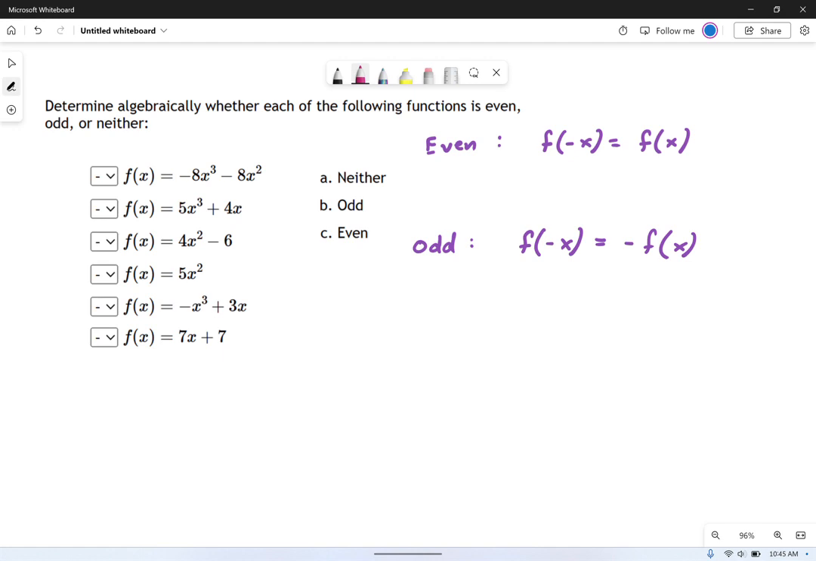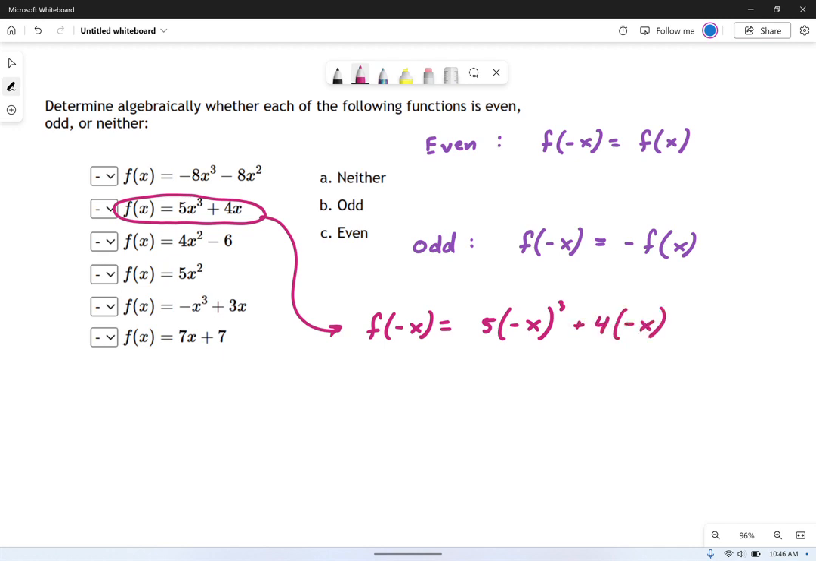Let's pick this one right here. This looks like a fun one to start with. I'm going to plug in negative x. So watch what happens. F of negative x is going to be equal to 5 times negative x cubed plus 4 times negative x. Okay? Now, as we cube the negative x, watch what happens. That turns into think negative x times negative x times negative x. There's 3 negatives, so that becomes a negative x cubed. Plus, we still have this 4 times negative x. And now let's bring what's inside the parentheses outside. We'll distribute the 5 multiplier. This becomes negative 5x cubed minus 4x.